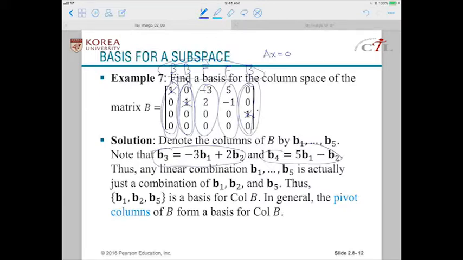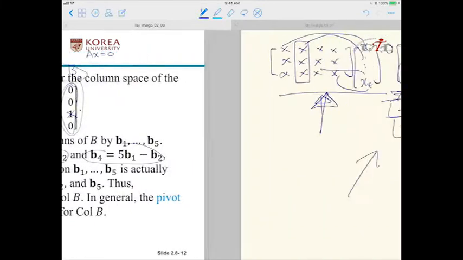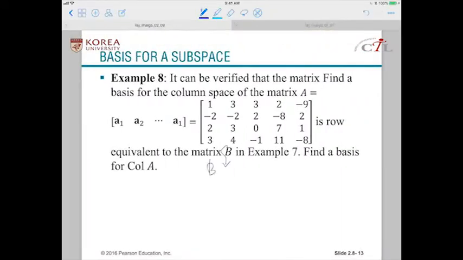So B, B, F, F, B, right? We can just annotate these variables like this, okay? And then what is the basis of our column space? We can just simply select these three columns, right? That will be your basis, right?